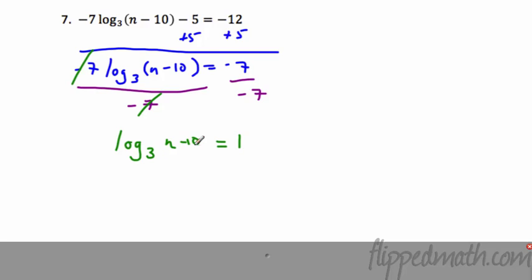Now remember, log base 3 is the exponent I use on 3 to get n minus 10. So I'm going to use that as an exponent on 3. If I use the exponent I use on 3 to get n minus 10 as an exponent on 3, I get n minus 10.